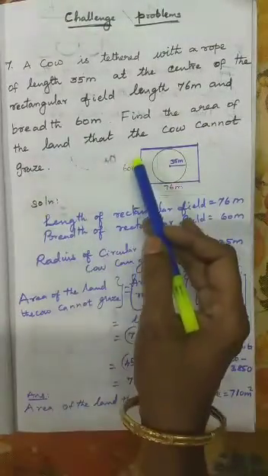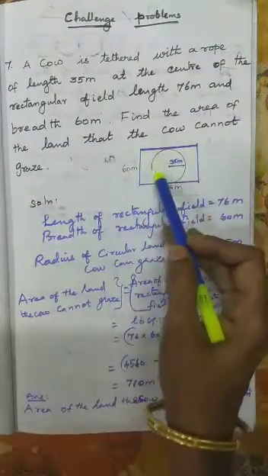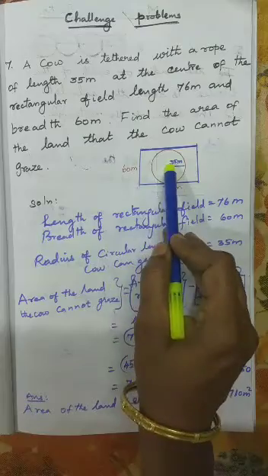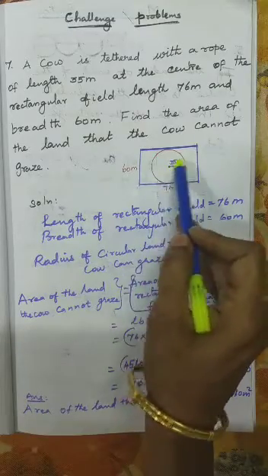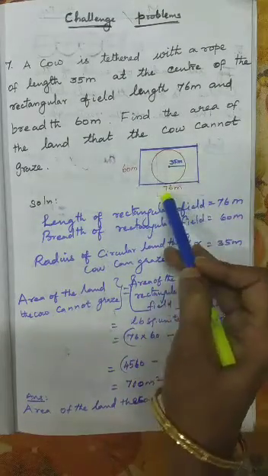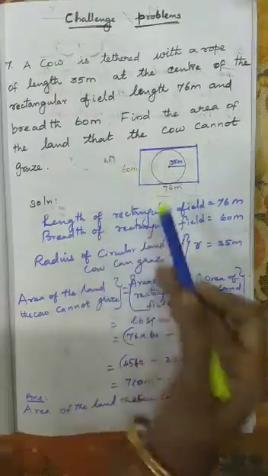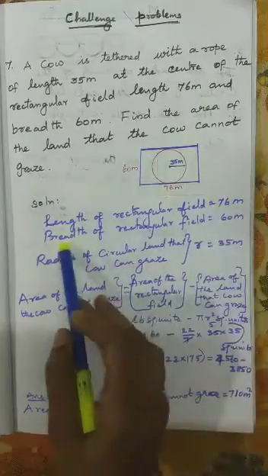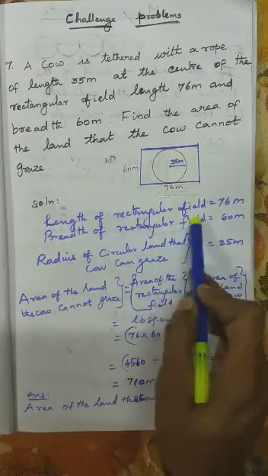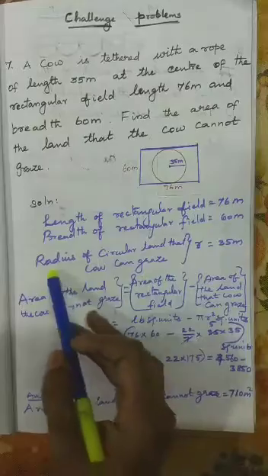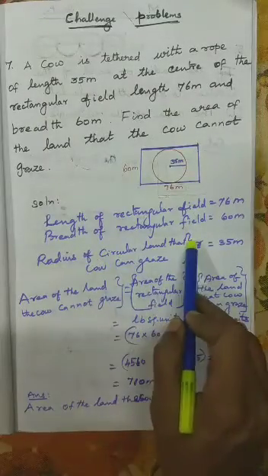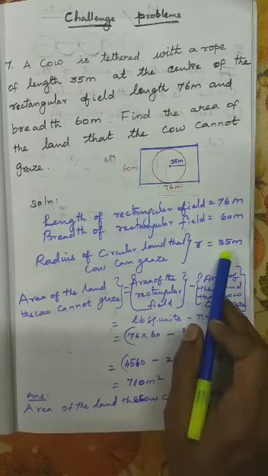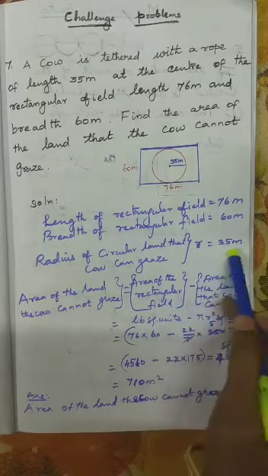Solution. You have to draw a rectangle, and inside that one circle. In the center, the cow is tethered. That is 35 meter. Here 76 meter, here breadth is 60 meter. So length of the rectangular field is 76 meter, breadth of the rectangular field is 60 meter. So radius of the circular land that the cow can graze, R, is equal to 35 meter.